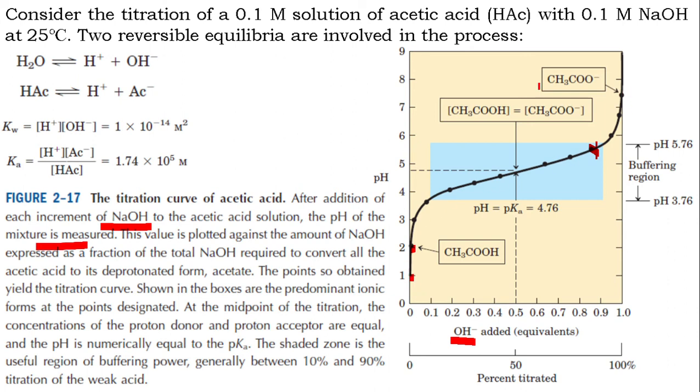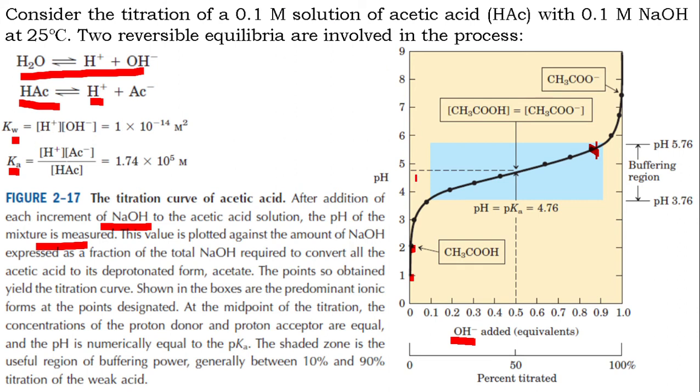Now, this is the equation. H2O dissociates into H plus and OH minus, and acetic acid dissociates into protons and acetate. And what about the equilibrium constant? For water we have Kw, and for acetic acid we have Ka, the equilibrium constants. And we know all those things in advance.